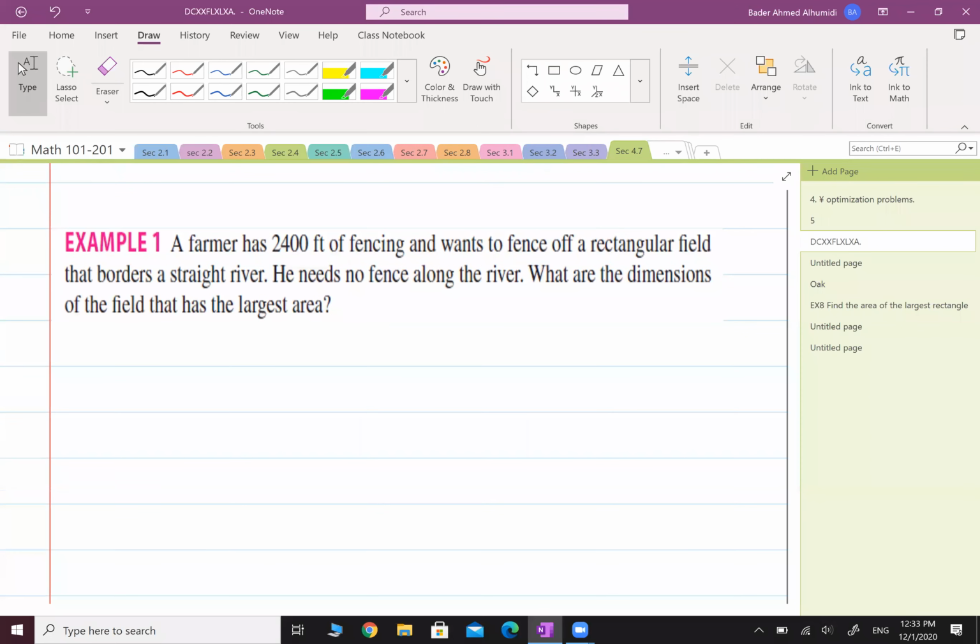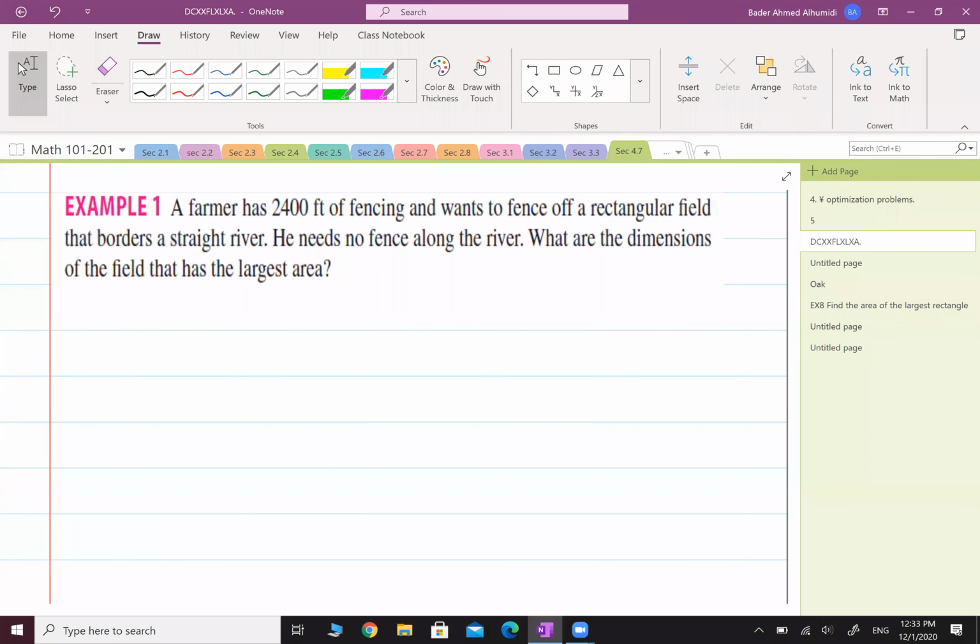I sometimes choose examples from the book also because they have very nice ideas, especially examples 1 and 2 in the book. They are very interesting. And maybe example 5 also. Here, the question says a farmer has 2,400 feet of fencing and wants to fence off a rectangular field that borders a straight river.